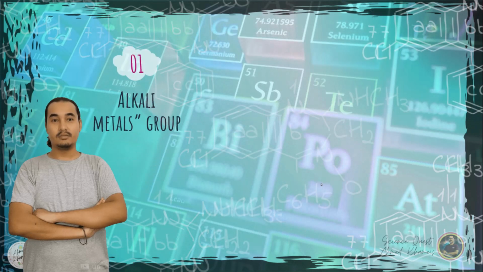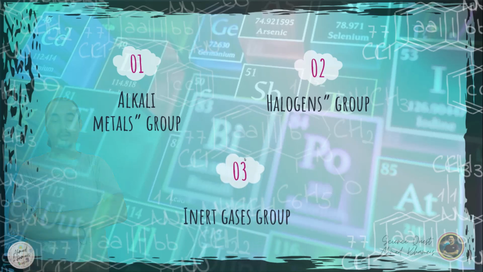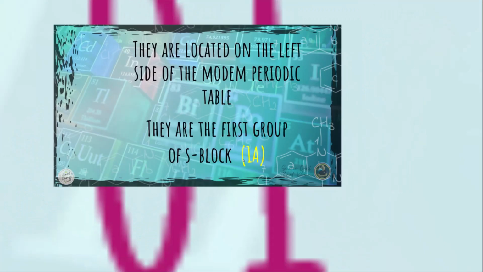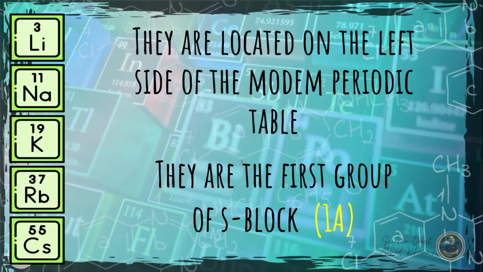And we will focus on 3 groups: Group 1A, which is called alkali metals; Group 17 or 7A, which is called halogens; and Group 18, which are the inert gases. So first, the alkali metals. They are located on the left side of the modern periodic table, and they are the first group of the s block, which goes by the name 1A.